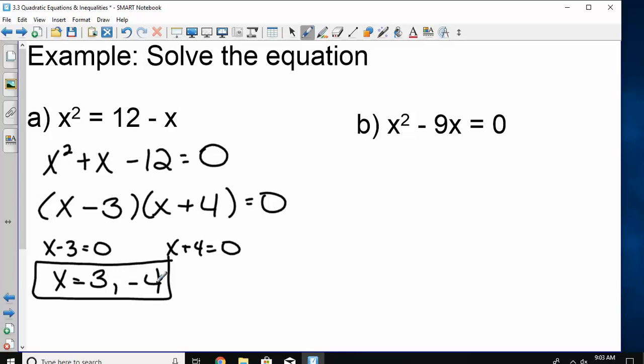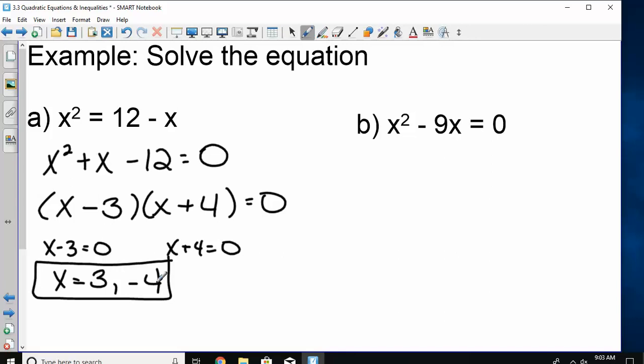Any questions there? Remember on these, you could always check them just by plugging it back into the original and making sure that it works. You know, 3 squared is 9, 12 minus 3 is 9. Negative 4 squared is 16, 12 minus negative 4 is 16. So you can always check this.